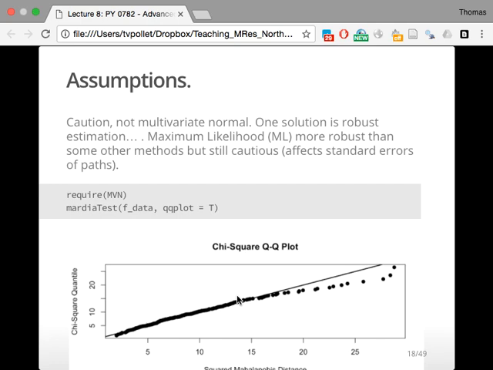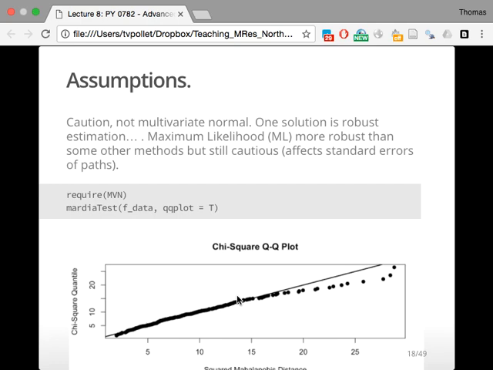I also mentioned to you last time that data should be multivariate normal. And this is not looking super great. You can sort of see it's veering off from the line. So those are the types of things we've used before. So the nice thing is that people don't tend to worry too much about it.